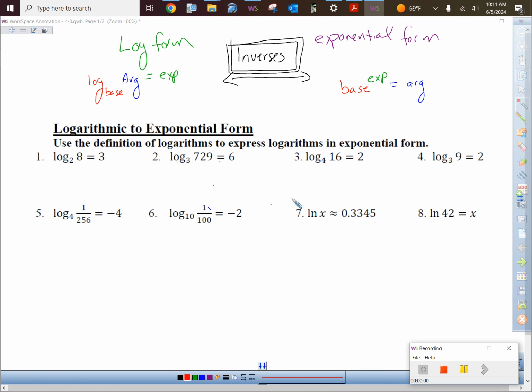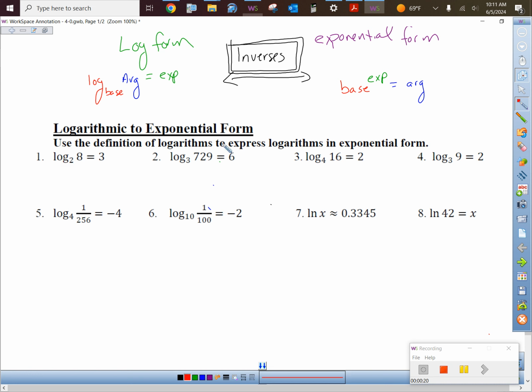Quick refresher on logarithms from exponential form to logarithmic form and vice versa. Remember that the logarithm is the inverse of an exponential situation. So we've got the logarithm, we've got a base, we've got an argument, and that equals an exponent. And if they want it in exponential form, you've got a base to an exponent equals an argument. Let's just dive in and see what's going on.